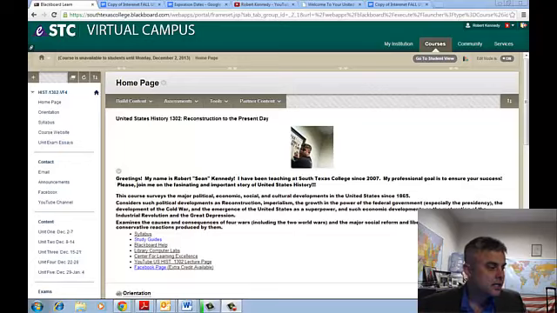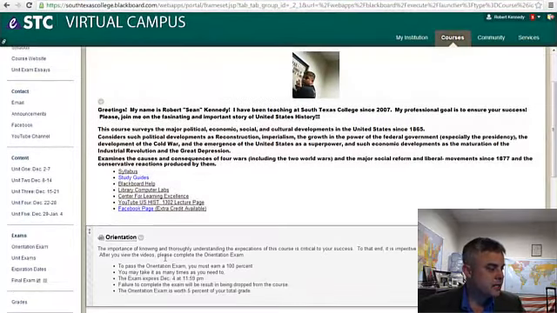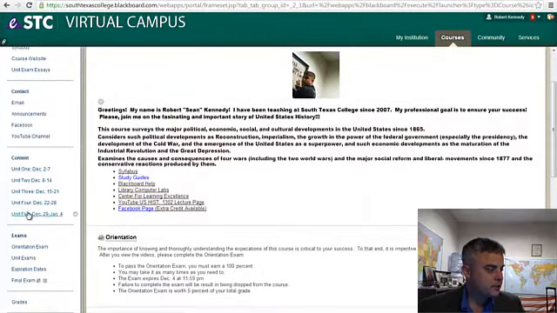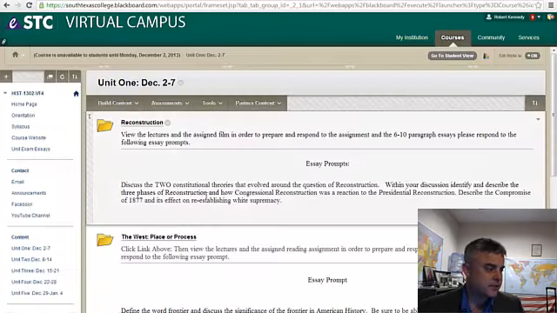So the unit exams are available in a couple of places. They're available in each unit, and they're also available collectively here. So individually, unit exam 1 is available here, unit exam 2 is available here, so on and so forth. And they're all located collectively in here. So let's go to unit 1, December 2nd to the 7th.